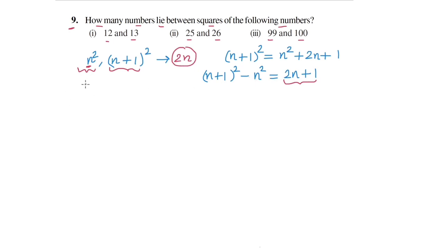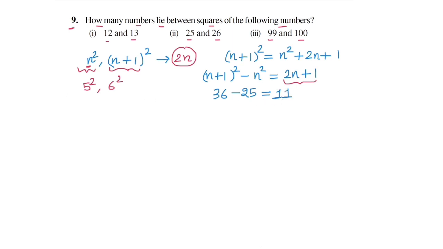Right? Now let us understand it more clearly by taking one example. Let's take two consecutive numbers 5 and 6. Now we need to find how many numbers lie between their squares. Clear? So first of all, we will find the difference between both squares. 6 square is 36 and 5 square is 25. So your answer is 11.